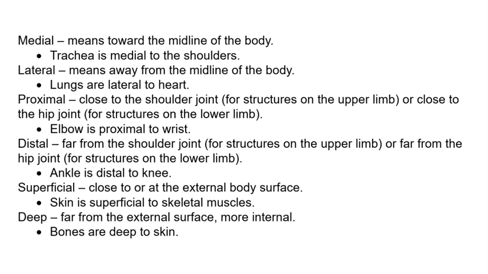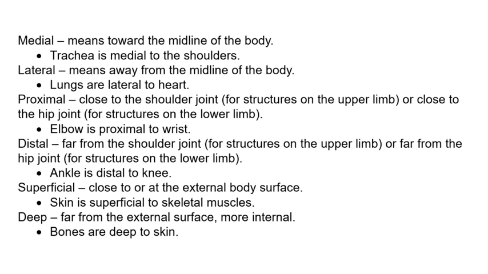Next, we'll examine medial and lateral. The term medial means toward the midline of the body. So for example, the trachea is a structure that's located medial to the shoulders, and lateral means away from the midline of the body. And in this particular example, we would say that the lungs are lateral to the heart, because we have the heart essentially located medially along the midline, and then on the right and left lateral sides of the heart, we see the lungs.